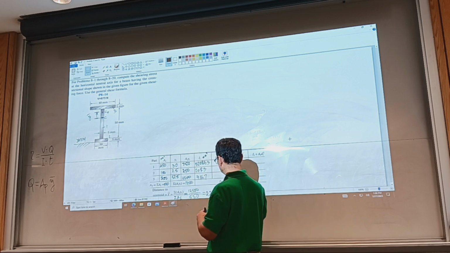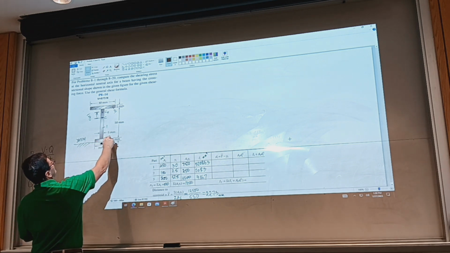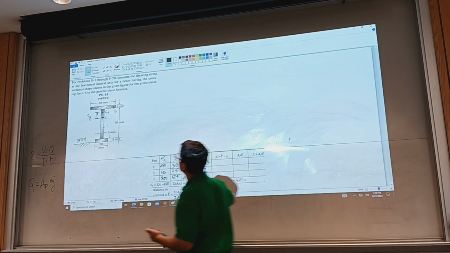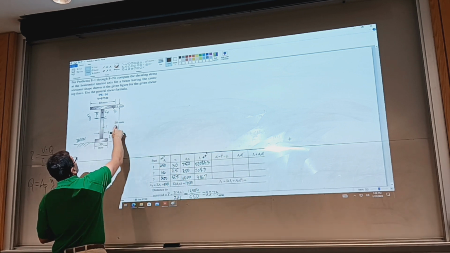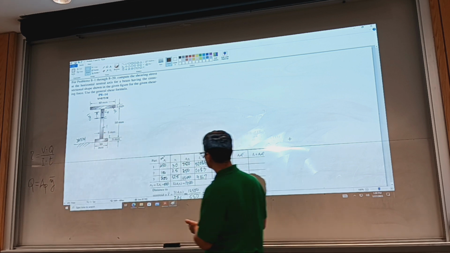Millimeters. Is that the correct value? It does not look right. So it has to be bigger. Maybe we missed something. So it should be bigger than 30, and it's not. So let's verify. What have we missed?